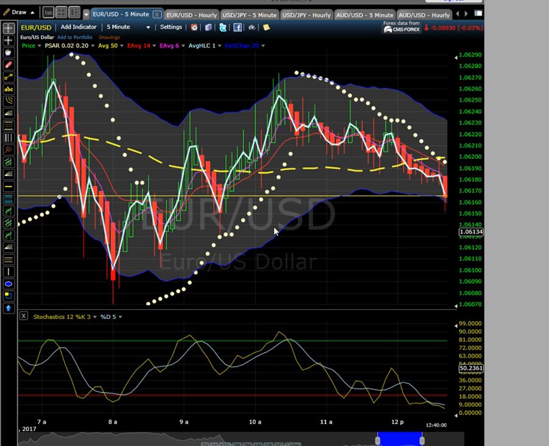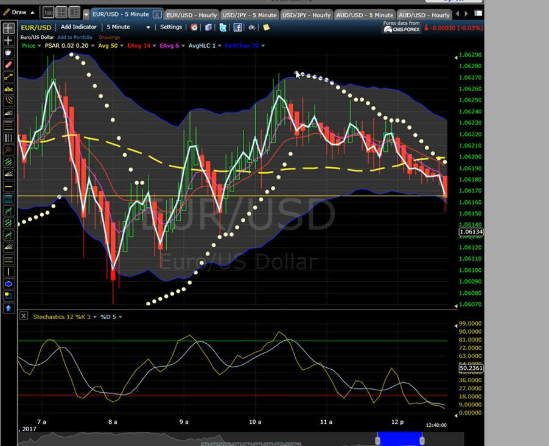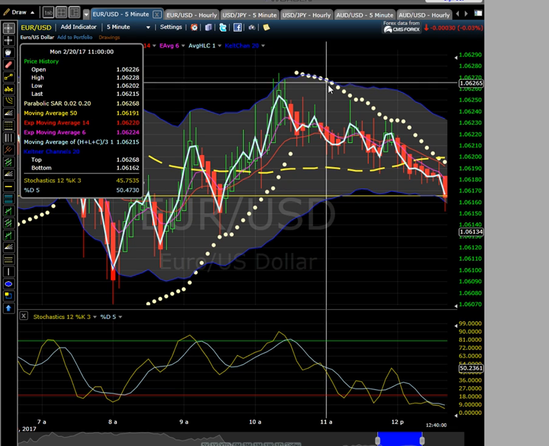And I'll show you how I view that. For example, if you see that it leaks out of the Keltner bands right here, you'll notice that a trend change might be coming soon, and bam, you'll see these bars right here pop up.